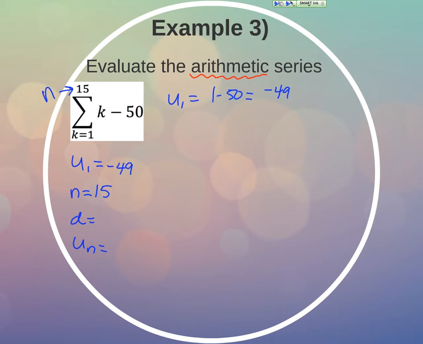Now, I did see more hands go up for short formula, so I'm going to go the short formula route here. You could go both. So the last term is in the 15th spot. I can find the last term by plugging in 15. So that'll be my last term. So I can do 15 minus 50, which is negative 35.